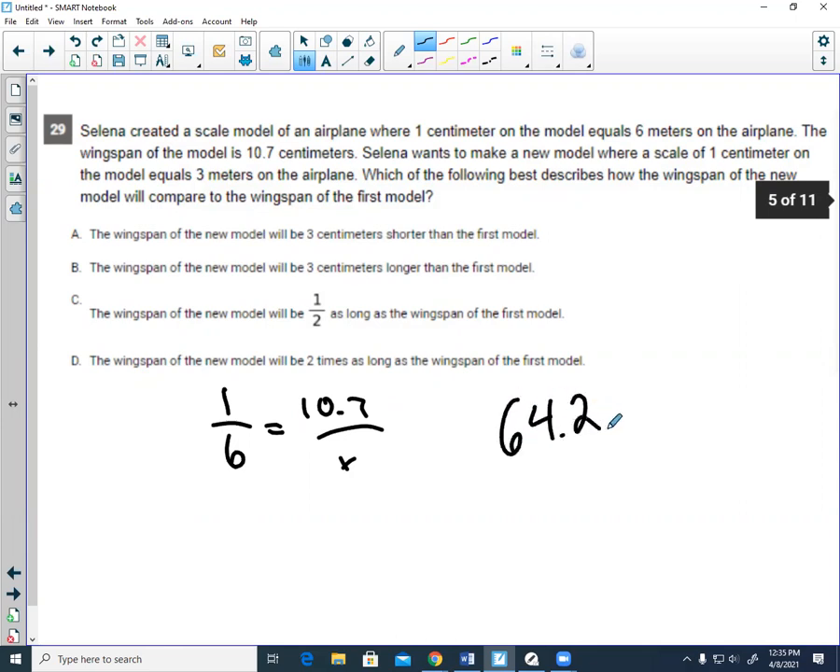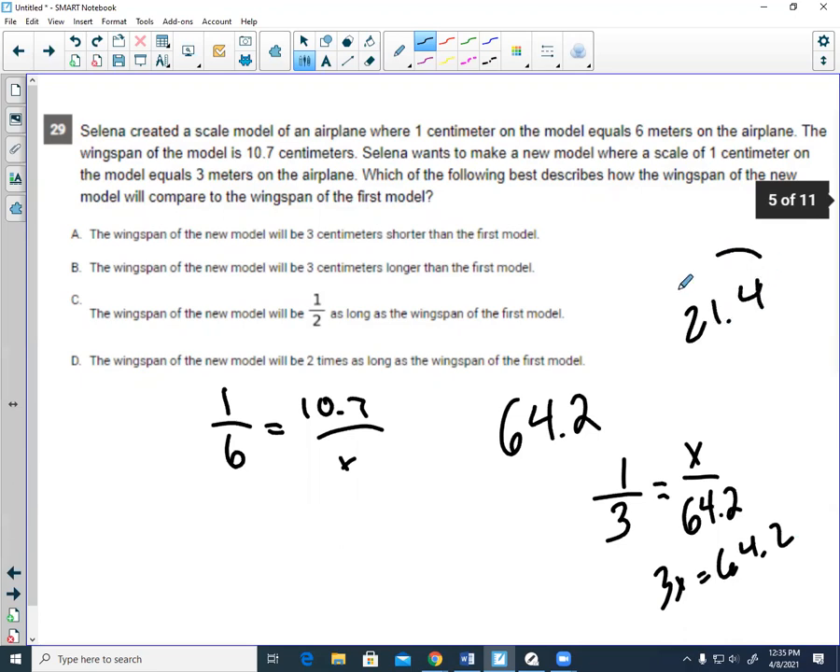So it tells me that the actual plane is 64.2 meters wide. And then we say, well, what happens if she changes the scale to be 1/3 instead of 1/6? And now we want to find the length of the model of 64.2. Now I'm taking 64.2 times 1/3 times x, so I get 3x equals 64.2, and I end up getting 21.4. So I can now compare 10.7 and 21.4 and find out that the wingspan is twice as long.